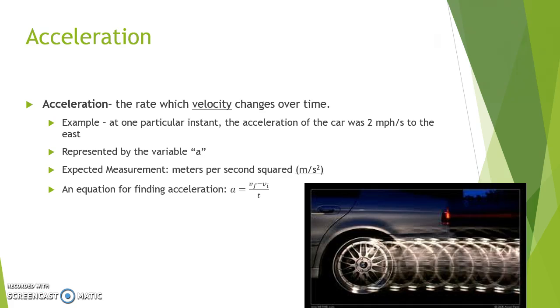Acceleration really is just how much your velocity changes every second. If you have an object that's initially stopped, an acceleration of 2 meters per second squared means that the velocity will go up by 2 every second. So at 0 seconds, we're traveling at 0 meters per second. At 1 second, we're traveling at 2 meters per second. At 2 seconds, we're traveling at 4 meters per second, and so forth.